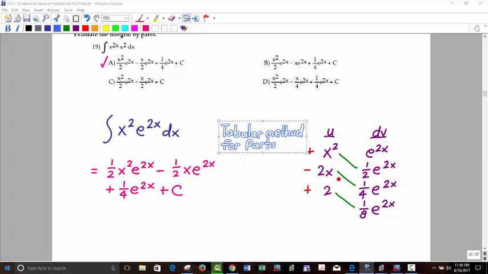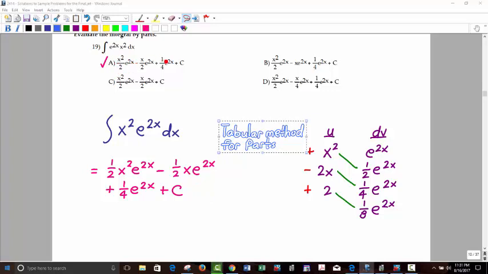And we multiply, and these are your terms. So it'll be 1/2 x squared e to the 2x. And then we have a minus 2x times 1/4 e to the 2x. And of course that would reduce to 1/2. And then we have 2 times 1/8 e to the 2x. So that's 1/4 e to the 2x. And then our plus c. And then that matches answer A.